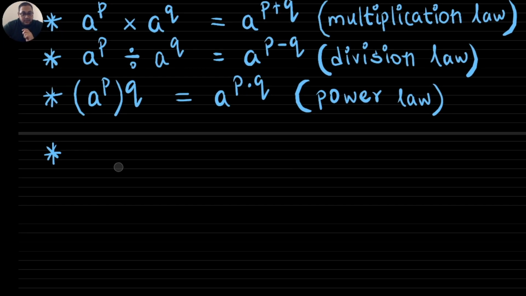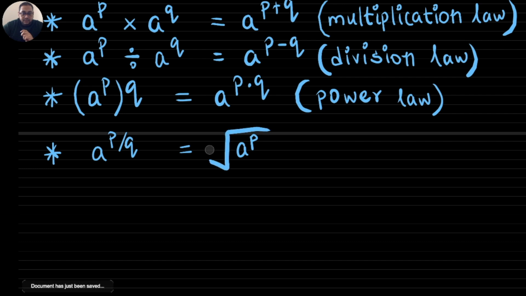For the next law, I'm going to consider a to the power of p divided by q. Remember, p over q is a fraction, and you need to understand that p and q are integers. Hence we call it a rational number overall. The result of this would be a to the power of p, and we need to take the root of q, or we call it the qth root.